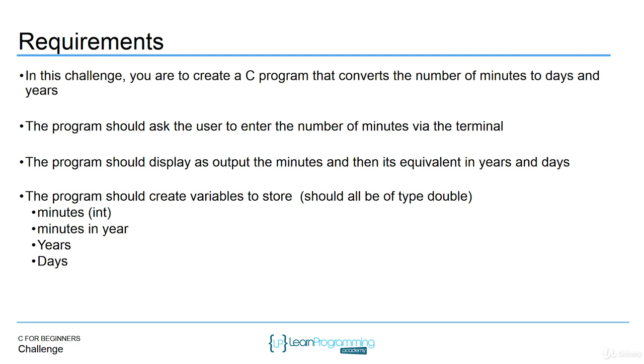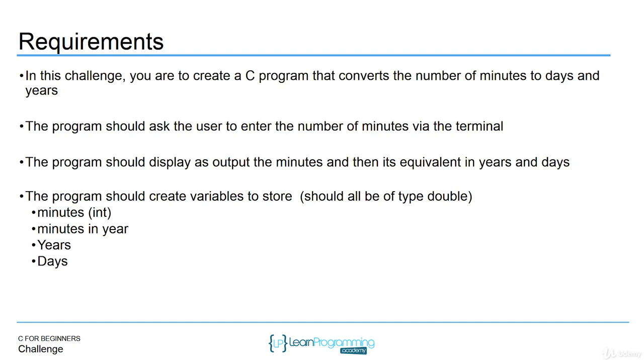And the reason is you can use the minutes in the year to actually calculate the number of years, right? Because the user is just going to enter the minutes. You need to know how many minutes are in a year to display the number of years, right? So I would expect you to have a variable called minutes in year.